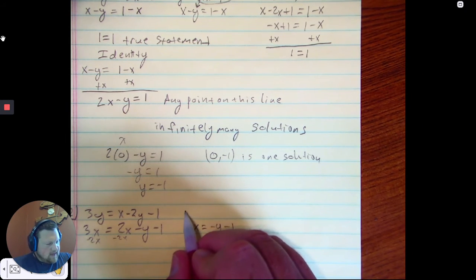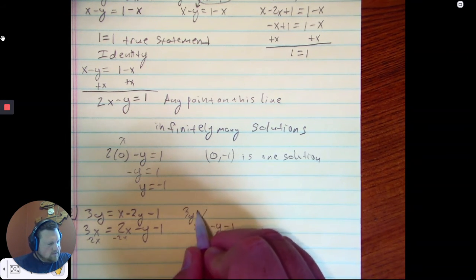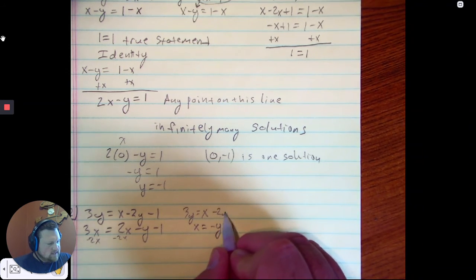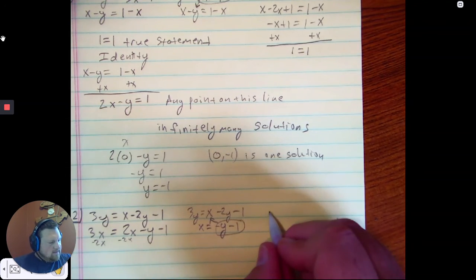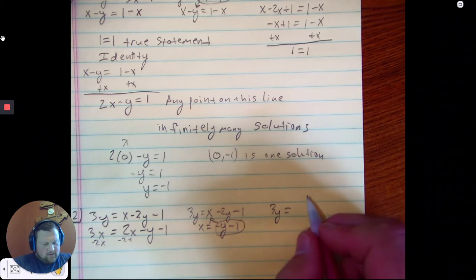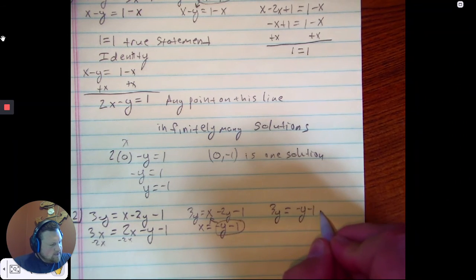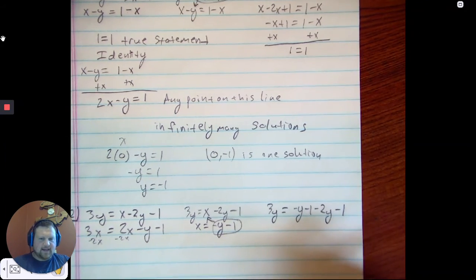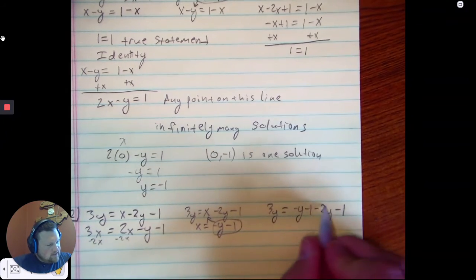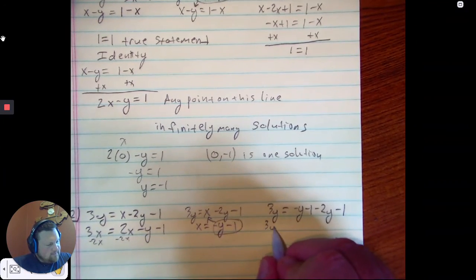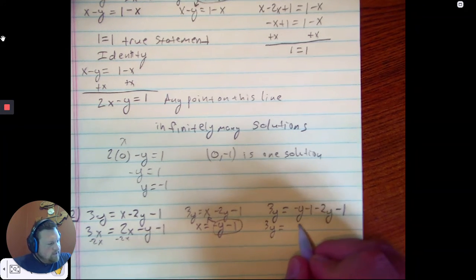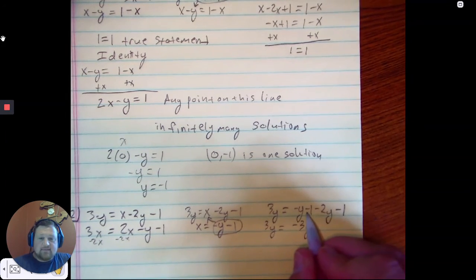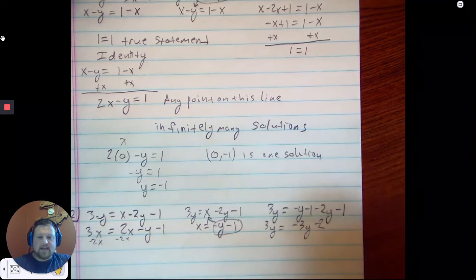So if I take that and put it into the top equation where 3y equals x minus 2y minus 1, I'm just going to insert it in there for x. Then that would give me 3y equals negative y minus 1 minus 2y minus 1. I got a lot of y's in there. So now let's combine like terms over here. I would have 3y equals, if I have a negative 1y minus 2 more y, that would be negative 3y. Then I have negative 1 minus 1, which leaves me with minus 2.